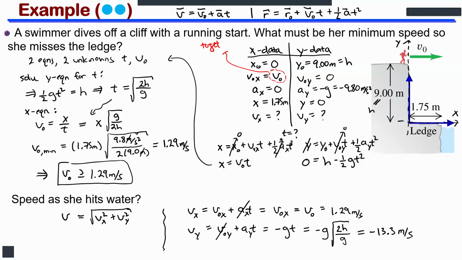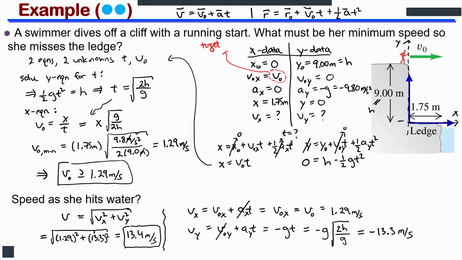So now we can take these two numbers back to Pythagoras to get our speed. So this is going to be the square root of 1.29 squared plus, I'll drop the minus since we're squaring anyway, 13.3 squared. And this comes out to just a little more, 13.4 meters per second. Roughly 30 miles per hour. That's pretty fast, so you definitely don't want to belly flop this one. Okay, so that's this example.